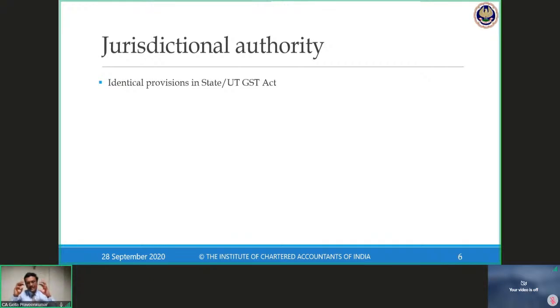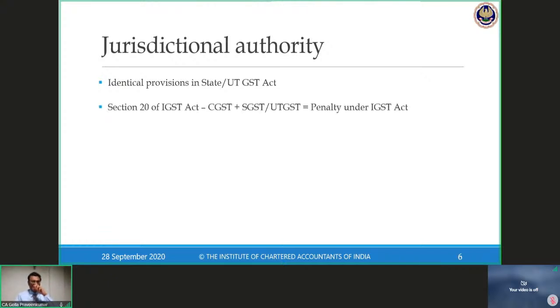All the provisions which are there in the Central GST Act are parallelly copied into the state or respective union territory GST Act. So there is no point of difference between my central law and state law. Whatever we are going to study in central law, the same provisions are there in state law.